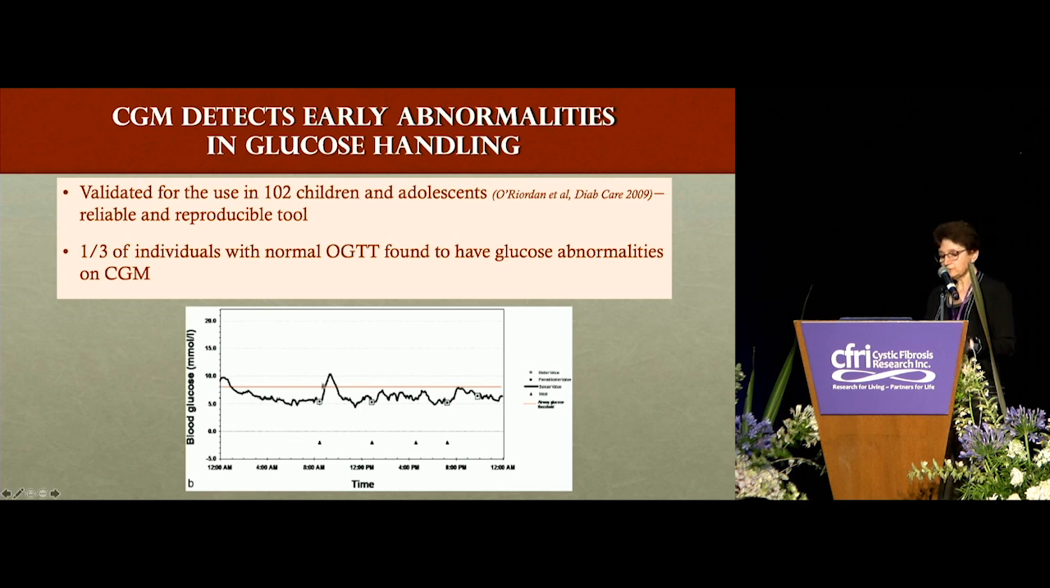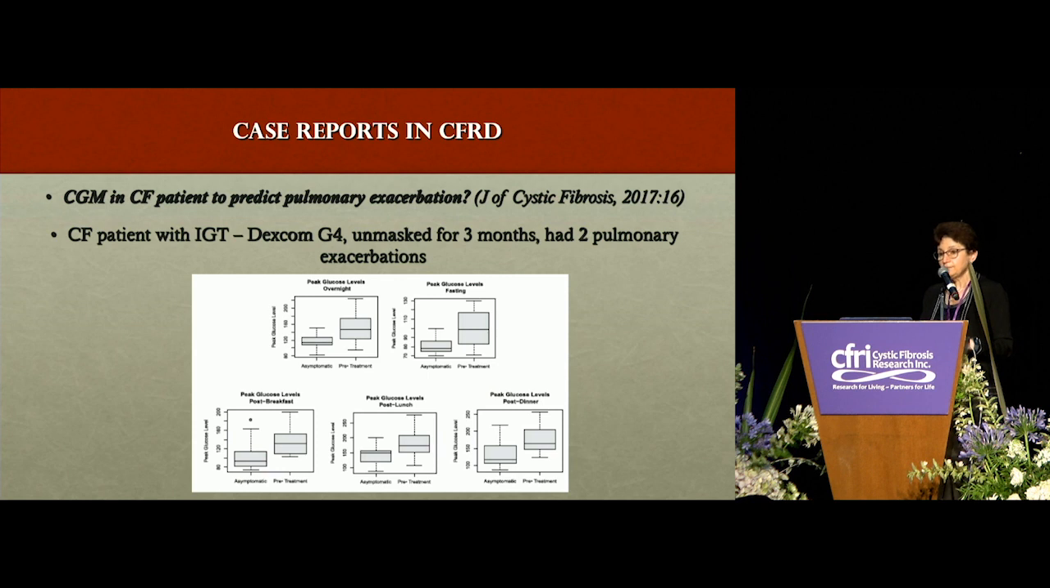You can see on this graph that the blood sugars could be normal, but you can see those spikes that are seen on CGM, close to 180, the red line, which has been shown to have some association with increased infections and declining lung function, but we're not able to detect that so early with other tests. There are only case reports so far, and a very small case series, of the use of CGM in CFRD.